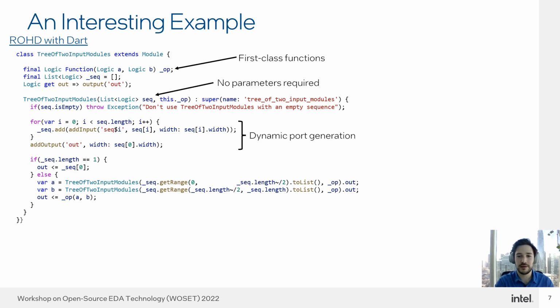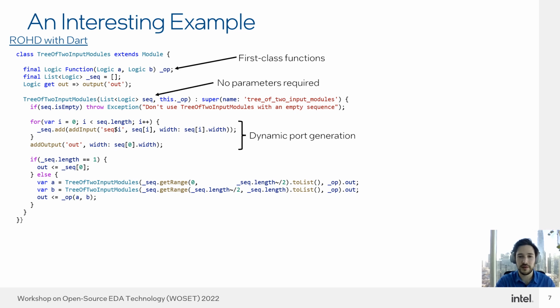This example demonstrates some aspects of the power of ROHD, where writing equivalent design code in SystemVerilog can be challenging or impossible. The ROHD module, tree of two input modules, is a succinct representation of a logarithmic height tree of arbitrary two input, one output modules. The constructor for tree of two input modules accepts two arguments. Seq is a Dart list of arbitrary length of input elements. List is a Dart collection, and logic is a logical signal in ROHD.